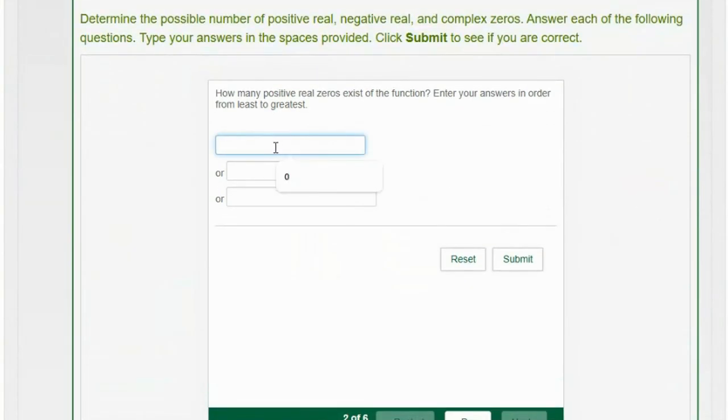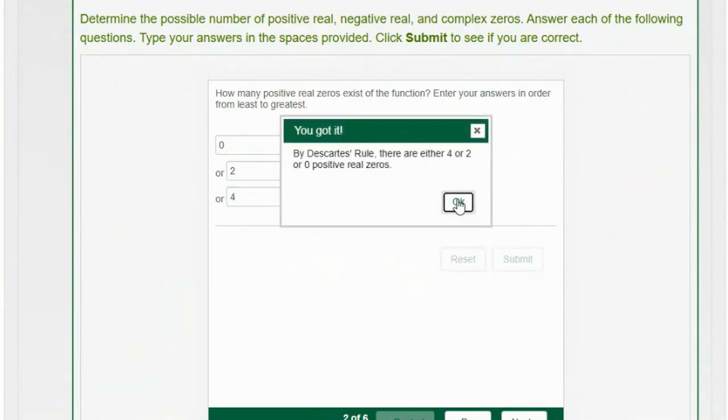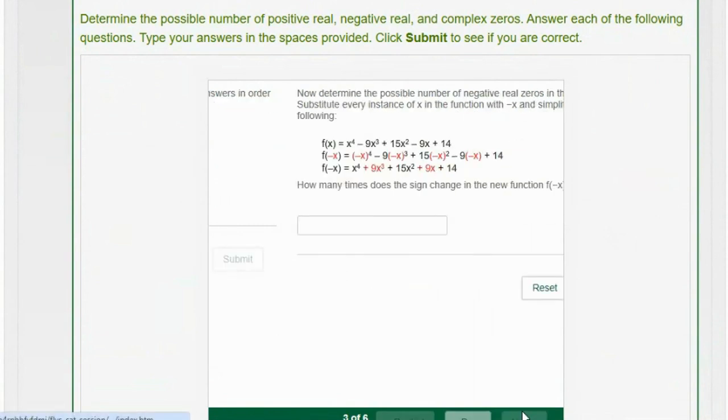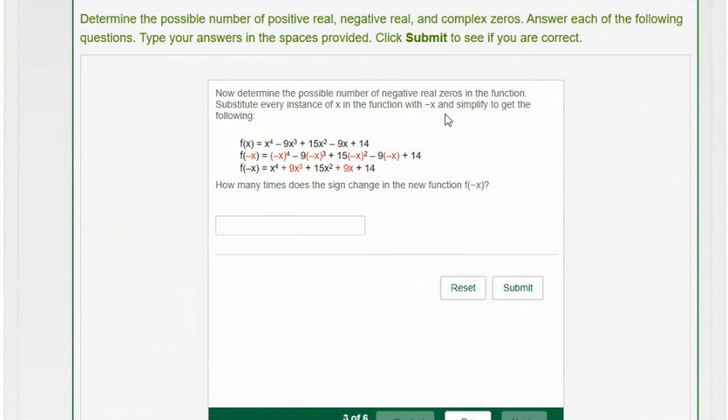Well, there could be none if they're all imaginary, or maybe just 2 of them are imaginary, or maybe none of them are imaginary, and there's 4 real zeros, so they're positive. Submit. Yes, there's either 4, 2, or 0 positive real zeros. Now determine the possible negative zeros.